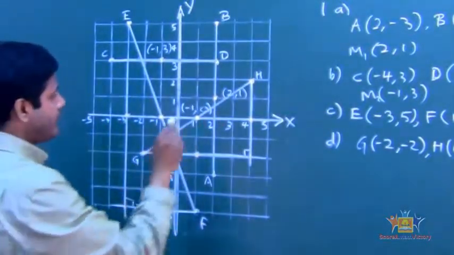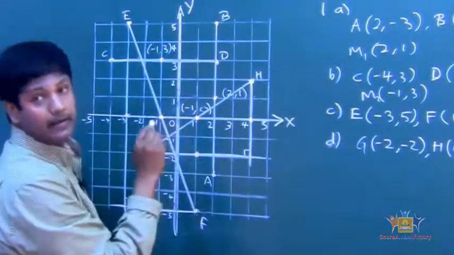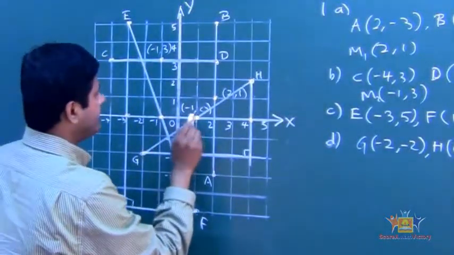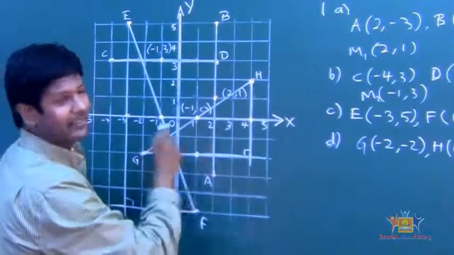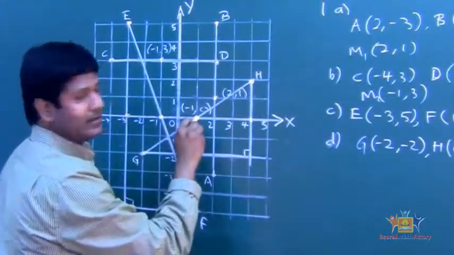Once I know that's the point, now I can find the coordinate. Now again, it's touching on the x-axis. See that? It's touching on 1.